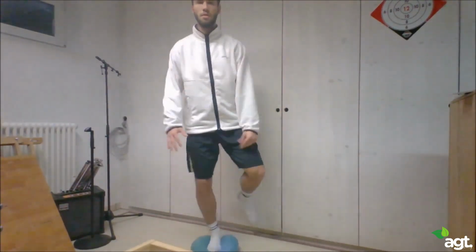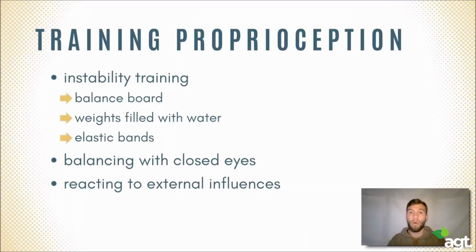If you want to do weight training, we can use weights that are filled with water. The body here needs to activate all those little stabilizing muscles that usually don't get trained, because the water within the weight is moving and creating an instability for us. Another option would be balancing on one leg with an elastic band around the waist, while a training partner pulls on the elastic band and therefore creates unexpected instabilities.